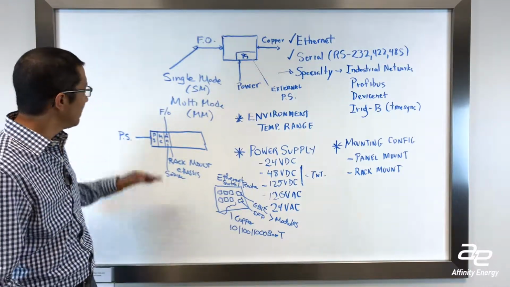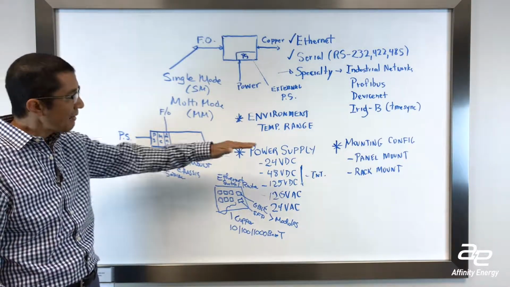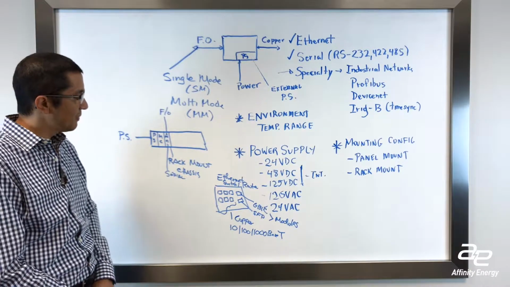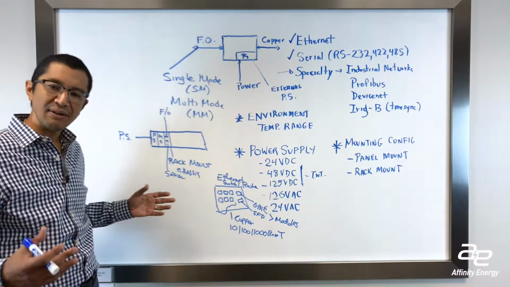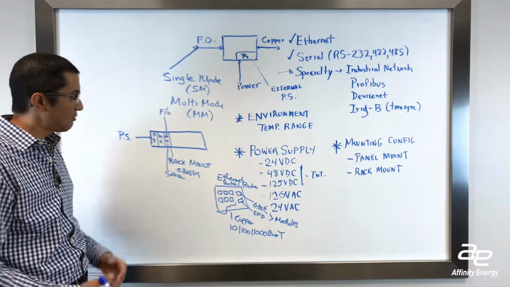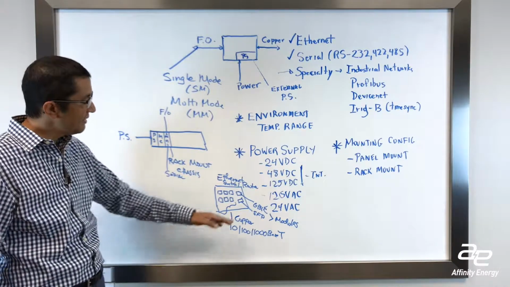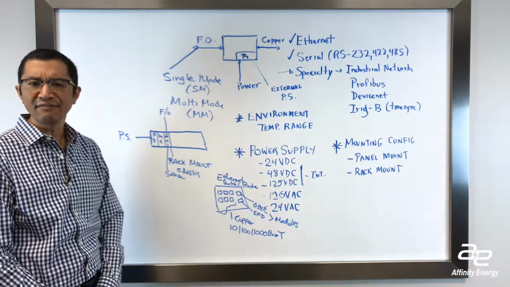If you're dealing with a computer or a rack mount configuration, a lot of times it's easy to get a switch or a router that is already rack mountable, and therefore adding fiber optic to it is as easy as buying, typically nowadays, an SFP module.